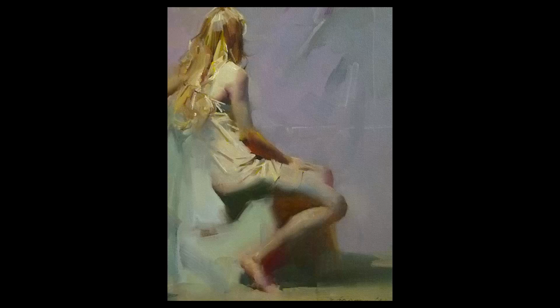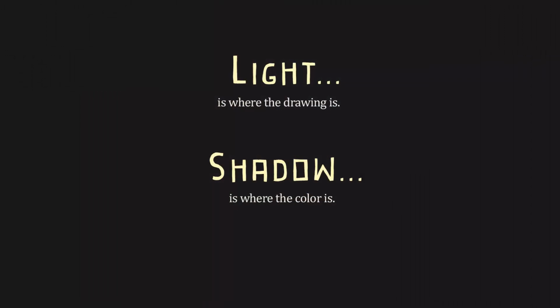It does not have that same kind of play. Now, Xiaoming Wu has an interesting theory behind his color use. He says that light is where the drawing is, and shadow is where the color is. Now, let me explain what he means by that.